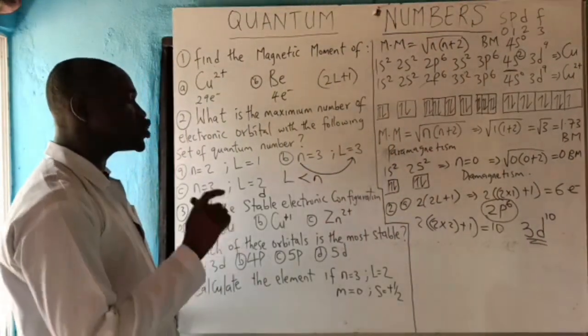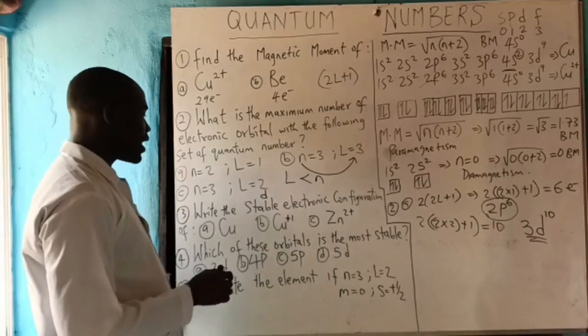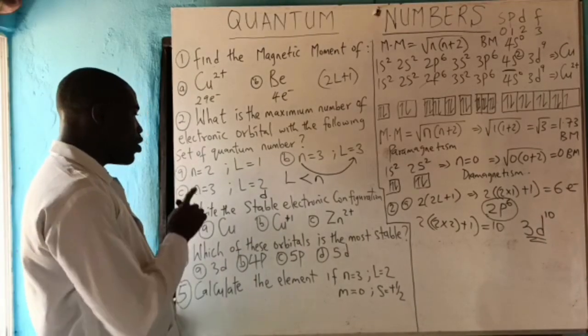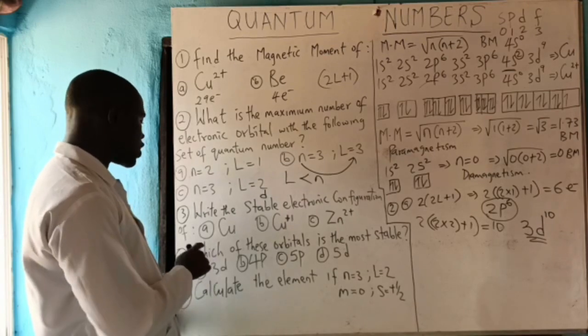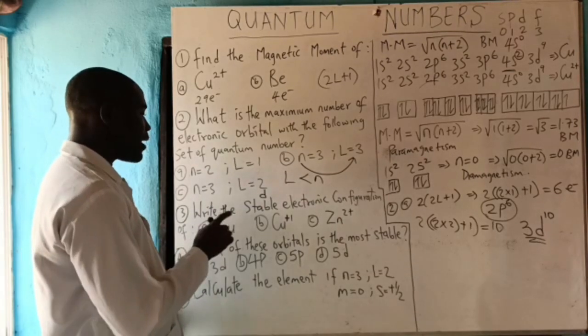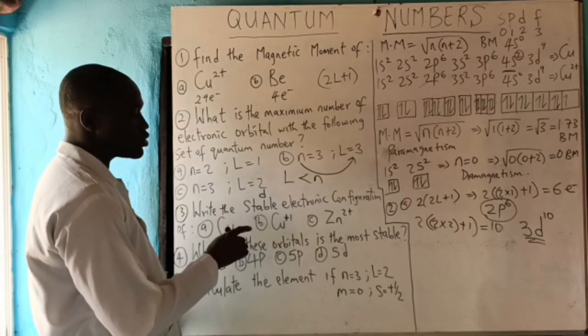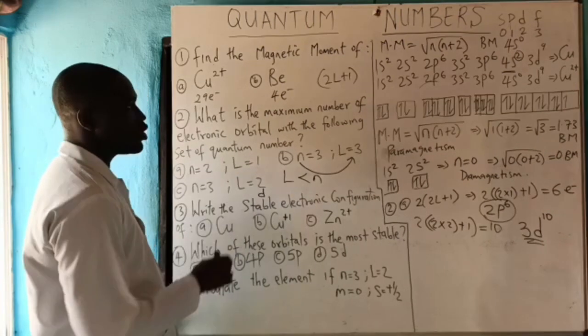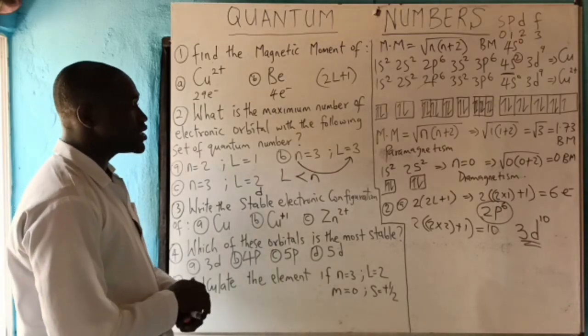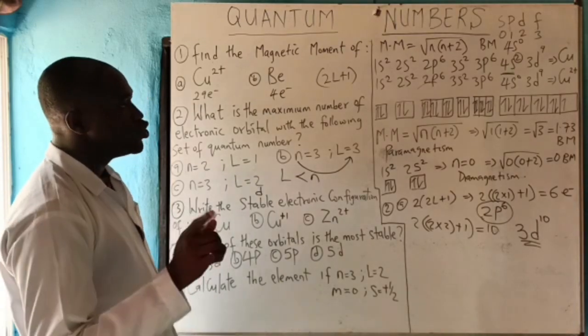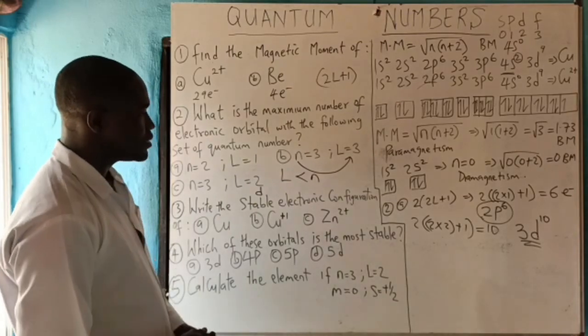3d10. That is the subshell that we are talking about. We go to the next one. Write the stable electronic configuration of copper 1 plus and zinc 2 plus. For you to be able to write electron configuration well, please do not forget what I've been saying.